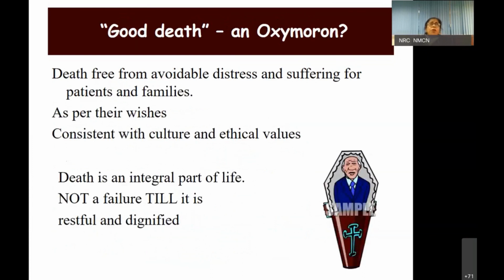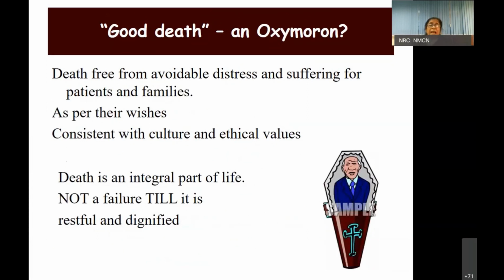Once again, in chronic diseases, it's an oxymoron. What is an oxymoron? When two words are contradictory to each other. So, good death. How can death be good? But yes, sometimes it can be. If you are able to remove the avoidable distresses, the suffering from the patient, from the family.